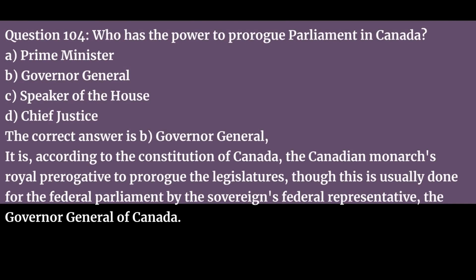Question 104. Who has the power to prorogue Parliament in Canada? A. Prime Minister. B. Governor General. C. Speaker of the House. D. Chief Justice. The correct answer is B. Governor General. It is, according to the Constitution of Canada, the Canadian monarch's royal prerogative to prorogue the legislatures, though this is usually done for the federal parliament by the sovereign's federal representative, the Governor General of Canada.